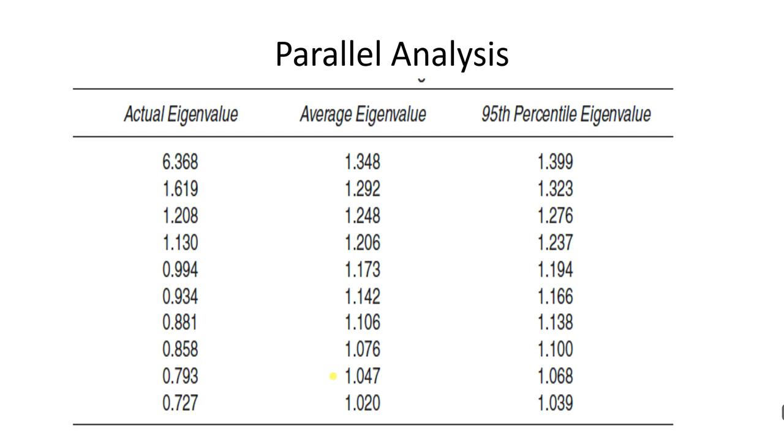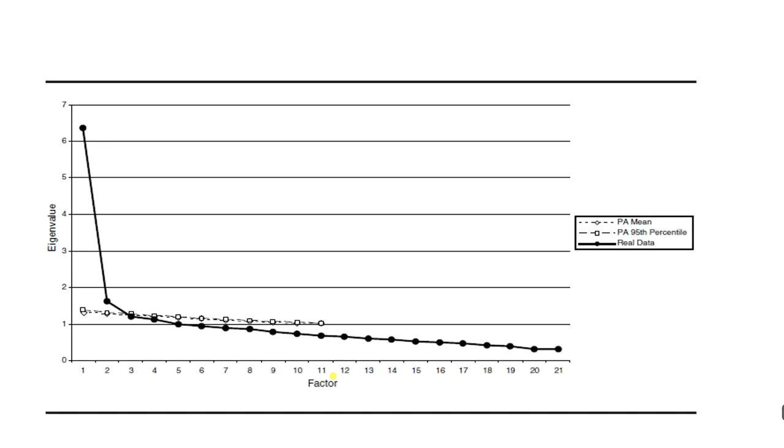So in the next slide, I will show you the graph. This is the graph, and the dark line is the real data. This dotted line is the 95th percentile, and this is the mean average eigenvalues. And you can see that the real data is explaining more for the first two factors.